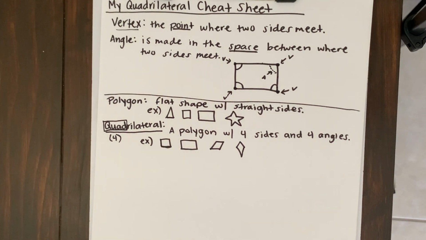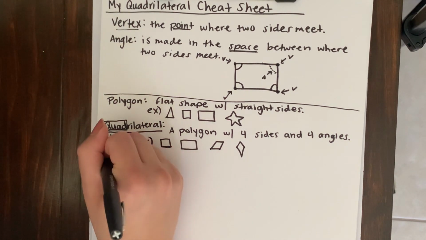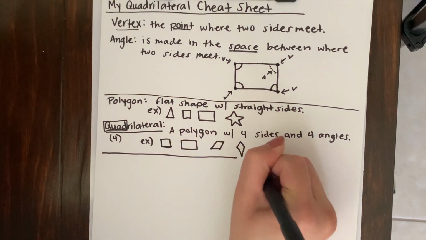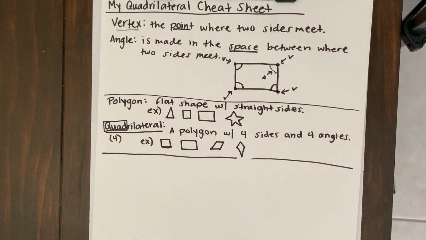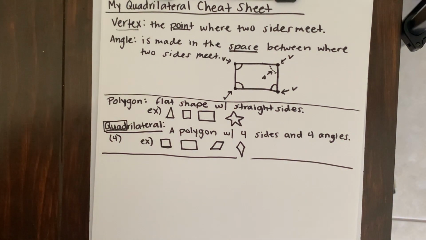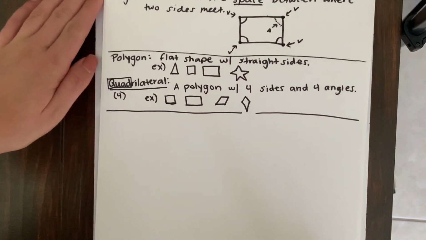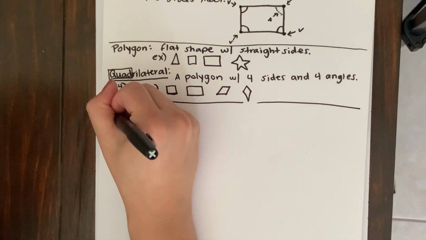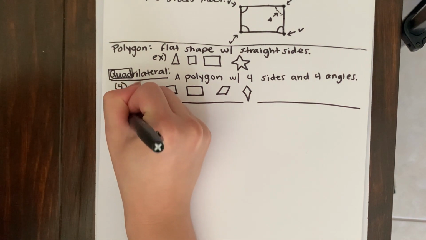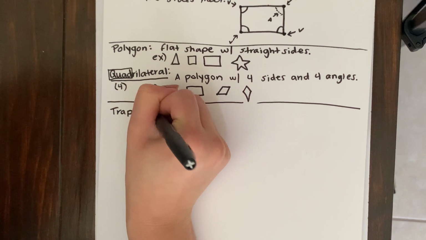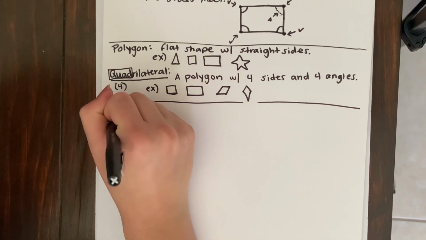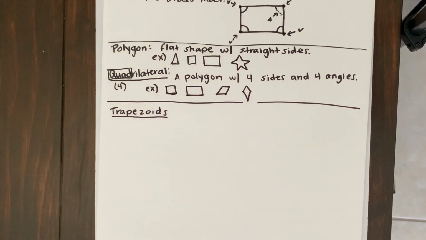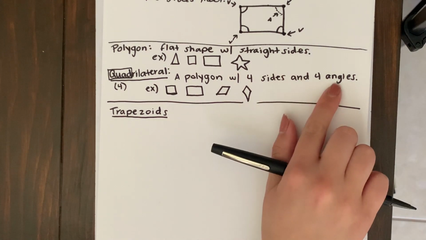Now when we're looking at quadrilaterals, there are even more special names for them, okay? And they're grouped into 2 categories. The first kind, I'm going to scoot this up a little bit so I've got some more room, is that we could have trapezoids. Okay, so trapezoids are a type of quadrilateral. Trapezoids also have 4 sides and 4 angles.